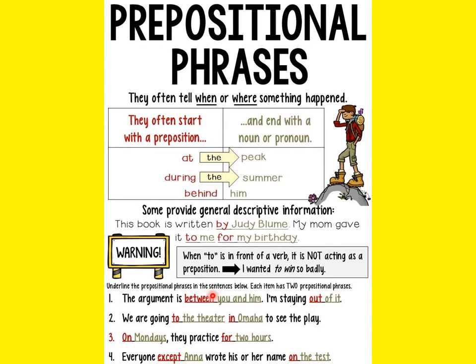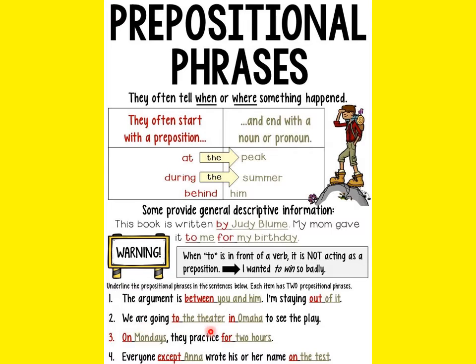Let's underline the prepositional phrases in the sentences below. Each item has two prepositional phrases. The argument is between you and him. The prepositional phrase here is between you and him, and it starts with the preposition between. I'm staying out of it. Out of it is a prepositional phrase. Out is the preposition.